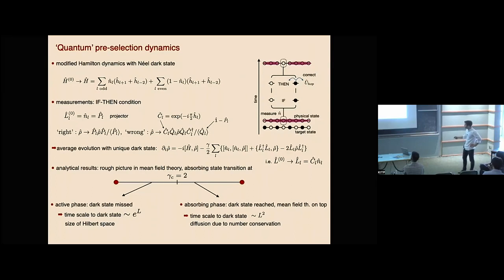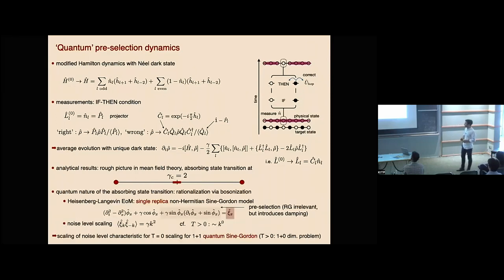And there's an absorbing state where the dark state is reached on timescales proportional to L squared. Now, there is a comment also on the nature that's possibly a little speculative, how to rationalize the BKT nature of the transition, which is a 1+1 dimensional, reminiscent of a quantum BKT scaling.